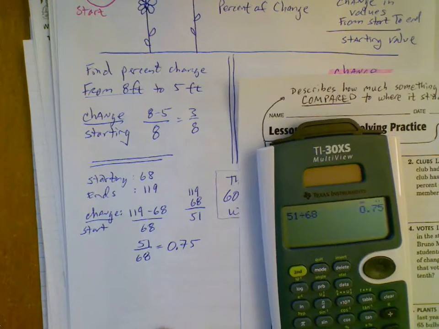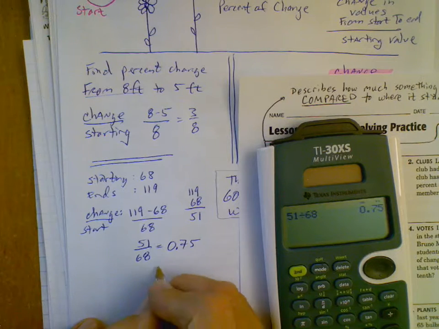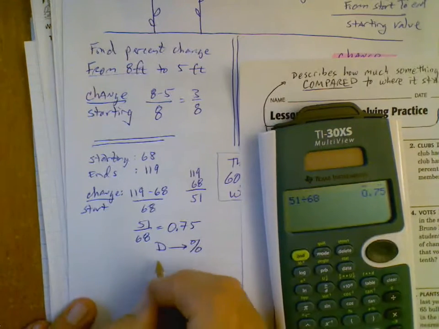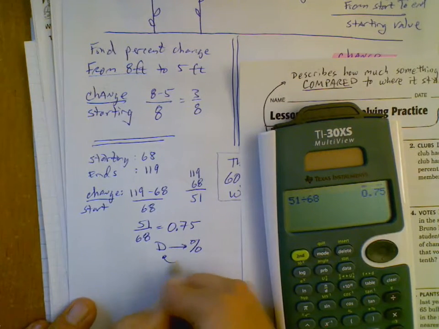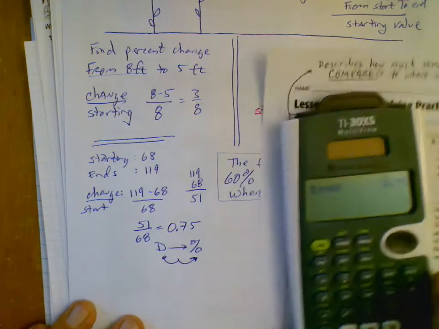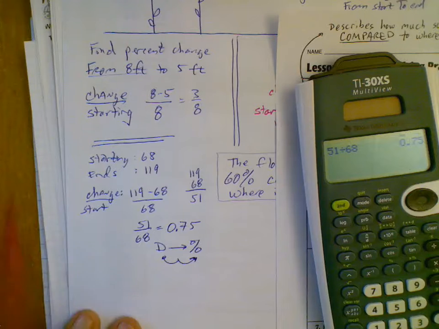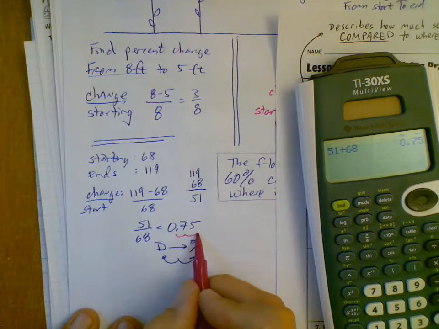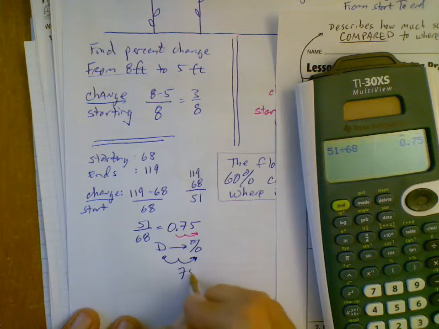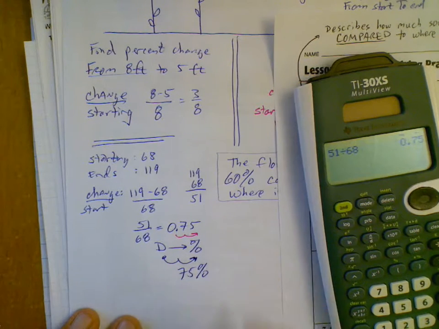And in order to go from decimal to percent, we shift the place value twice to the right. Sometimes you see people doing that. In our case, it was here. It's going to go once, twice. It's going to end up there. And so we have a 75% increase.